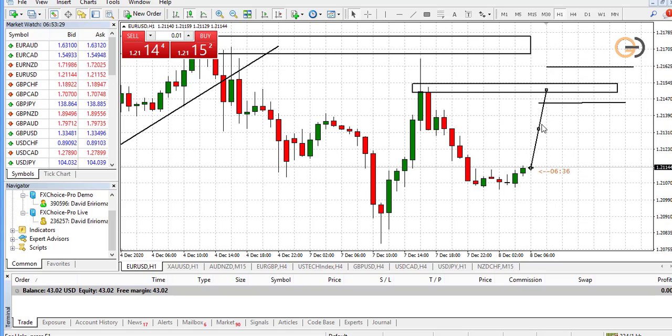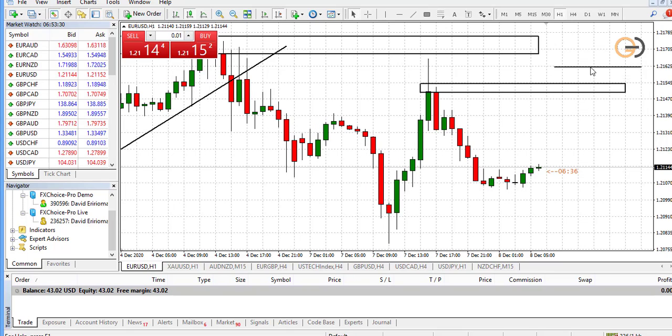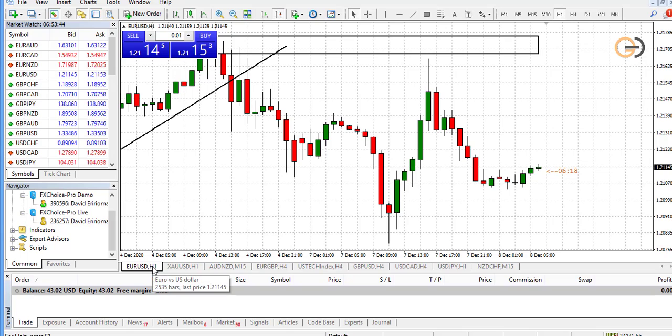Okay, so you must understand this very importantly. For example, let me just take a trade here and show you how it works. This is sell and buy, and we have a lot size of 0.01. Our account here is $43. This is too small to trade. It's a risk. So for example, we'll take a sell here.